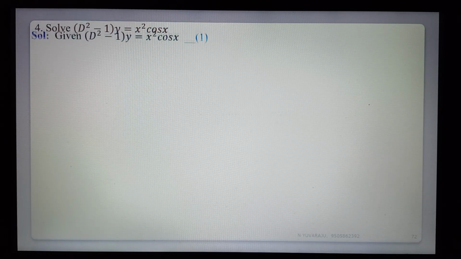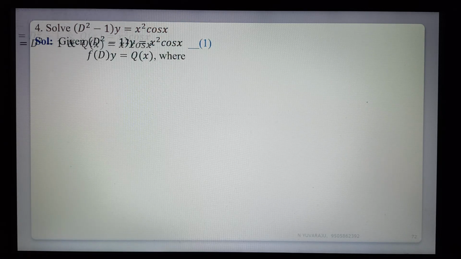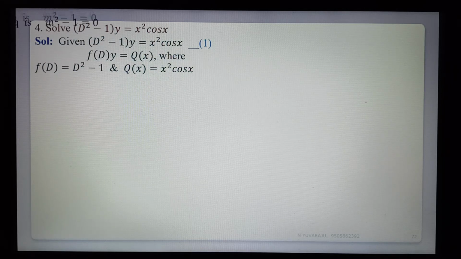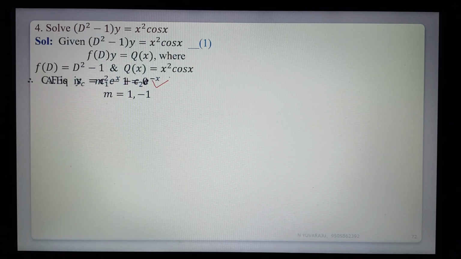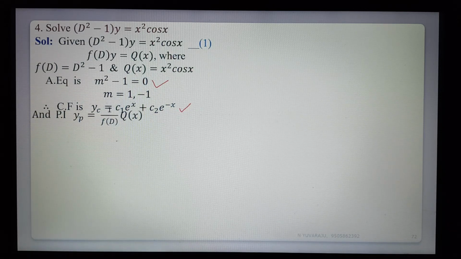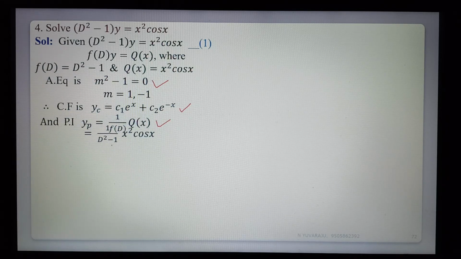First of all, finding the complementary function. So m square minus 1 is equal to 0. What are the roots here? m is equal to plus or minus 1. yc is equal to c1 e power x plus c2 e power minus x. Now finding yp, 1 by f of D into Q of x. So that is equal to 1 by D square minus 1 into x square cos x.